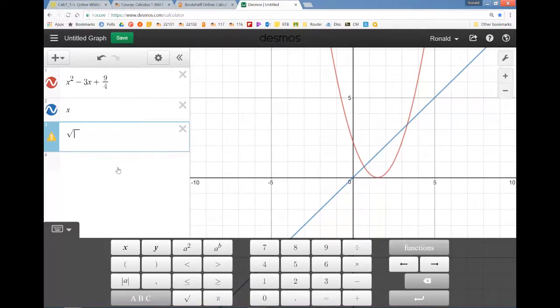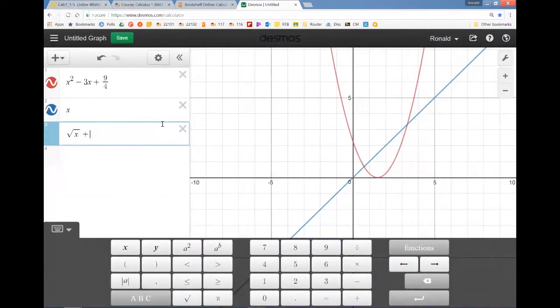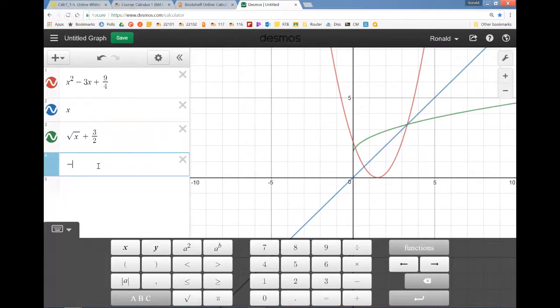The square root of x, and then, my memory is pretty bad here, plus 3/2. All right. And you'll see that we have just the top, and then when we do the minus, we've got the bottom half, and if you look, we do have a nice mirror imaging going on with respect to the blue identity line.